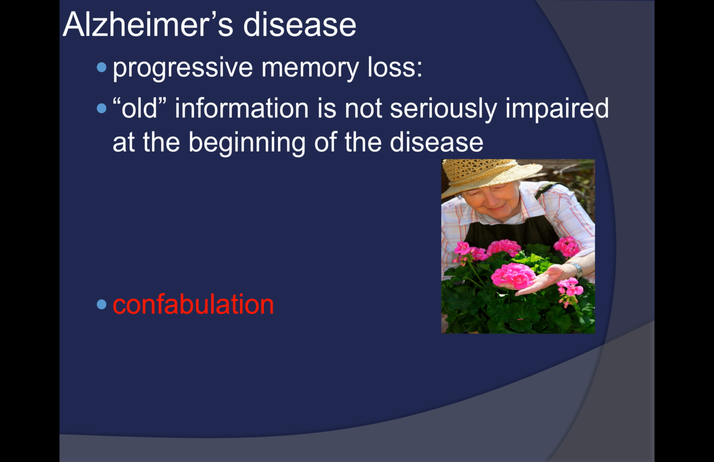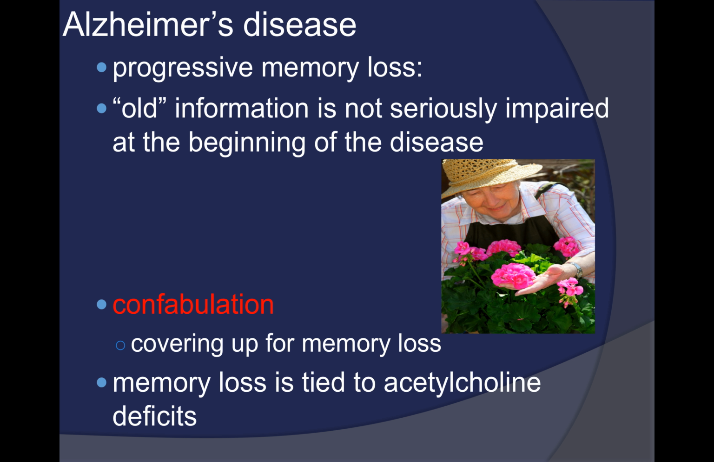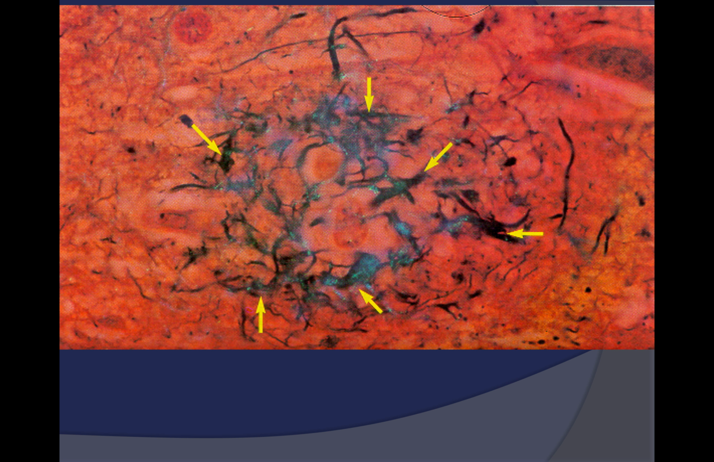And when someone confabulates with Alzheimer's, I always choose to let them speak, and I never correct them, because if you correct them, it usually just makes them embarrassed and uncomfortable. So they're just covering up for memory loss. This memory loss, as you might guess, is tied to acetylcholine deficits.